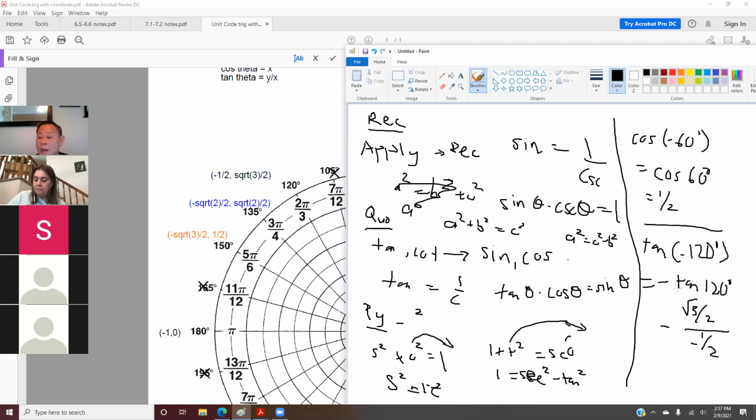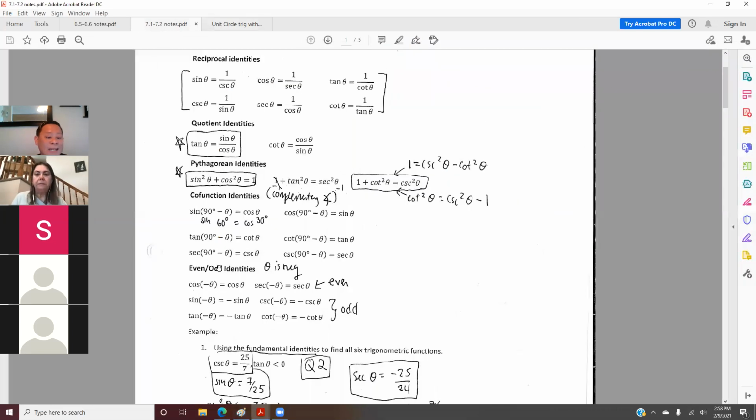So this is square root of 3 over 2 over negative 1/2, and then this is negative. So these two negatives become positive, and then these two cancel out. So your answer is square root of 3, because negative 120 is in quadrant 3, and quadrant 3 should be positive for tangent. Okay, you guys got what I'm trying to say here? So this even-odd identity is used a lot, especially when your angle is negative.